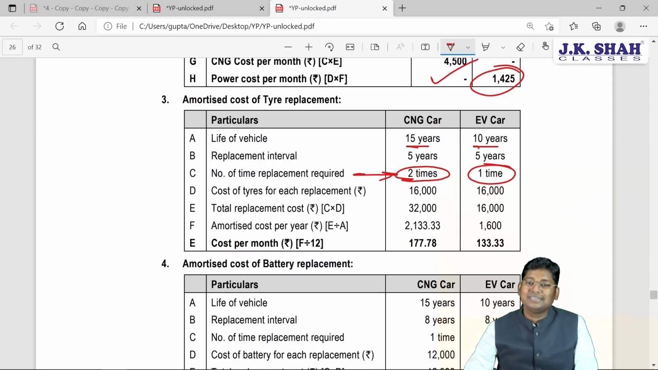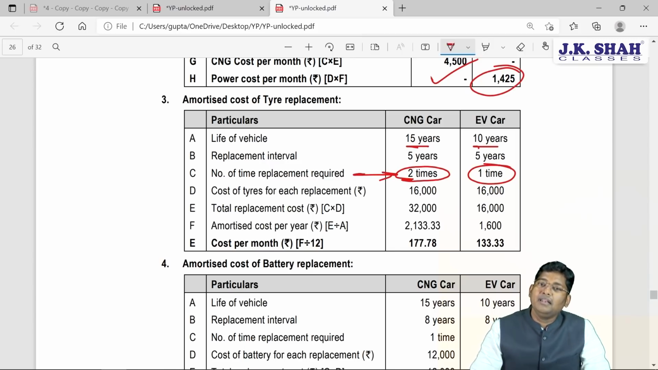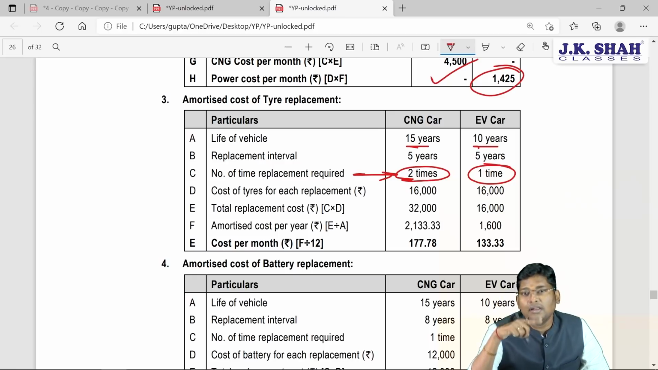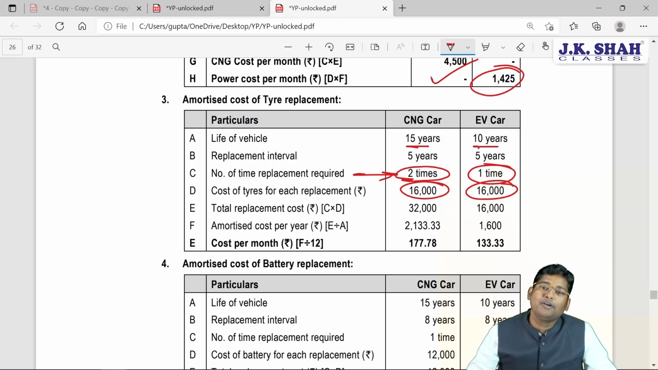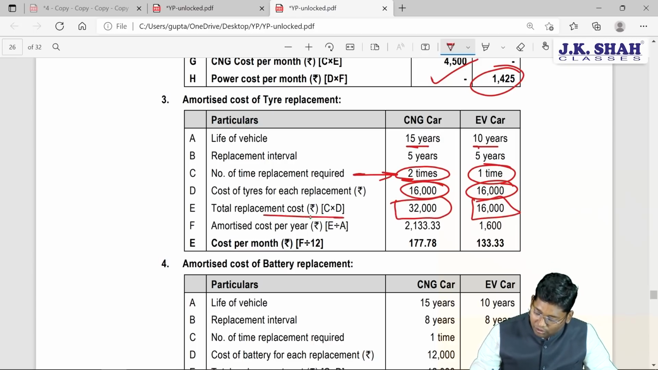And according to the same logic, for the electric vehicle car, tire replacement is required only once in a lifetime, because at the 10th year end, your car is going to get scrap value. That's why this one time is required. So first we computed the number of times replacement is required. We multiply it with the replacement cost, which is given in the question. So the total cost is computed, but this is not yet the cost per annum.